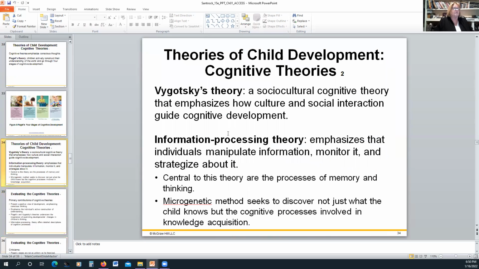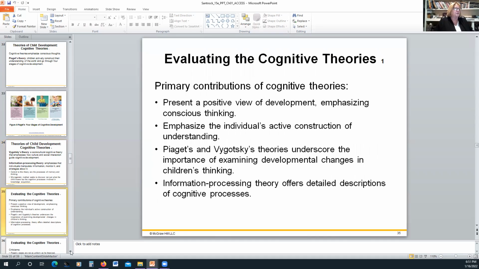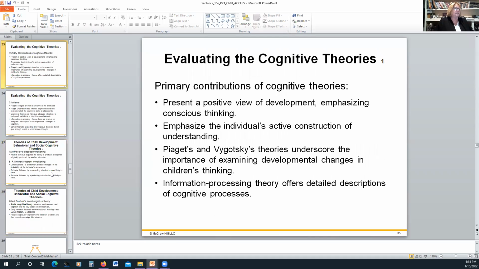Okay, there's also Vygotsky. Vygotsky is a very involved theorist that we'll talk about a little bit later, that looks at the ideas of scaffolding, the ideas of helping children develop their zone of proximal development. Information processing, which tends to be a little more computery, but it does have some good information about memory. So those are your cognitive theories.